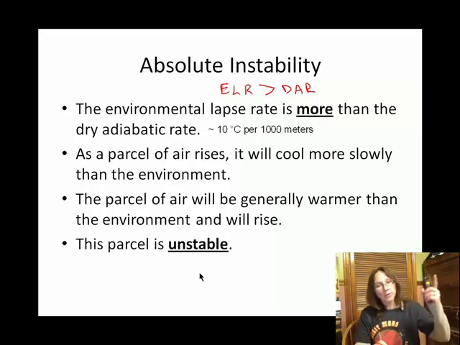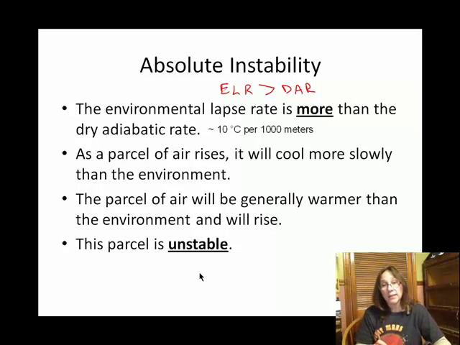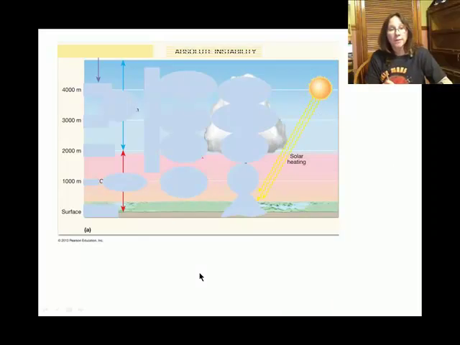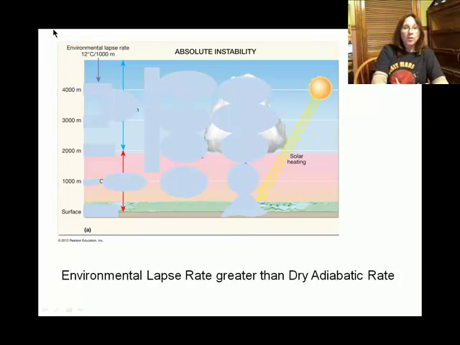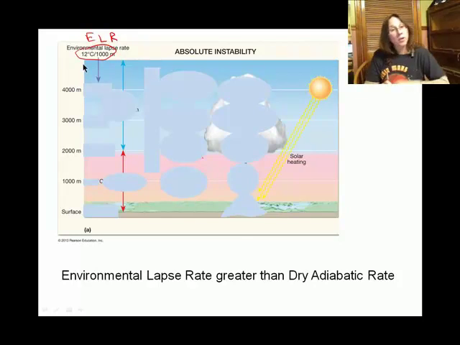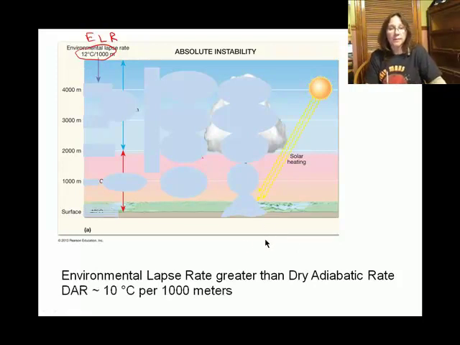If the environmental lapse rate is greater than 10 degrees Celsius per 1,000 meters, this is an absolutely unstable situation. We have absolute instability here in the atmosphere. And so notice you send up your weather balloon, and your environmental lapse rate is greater than 10 degrees Celsius per 1,000 meters that you go up in elevation in the troposphere. And here we're going with 12. Let's see what kind of consequences that has.